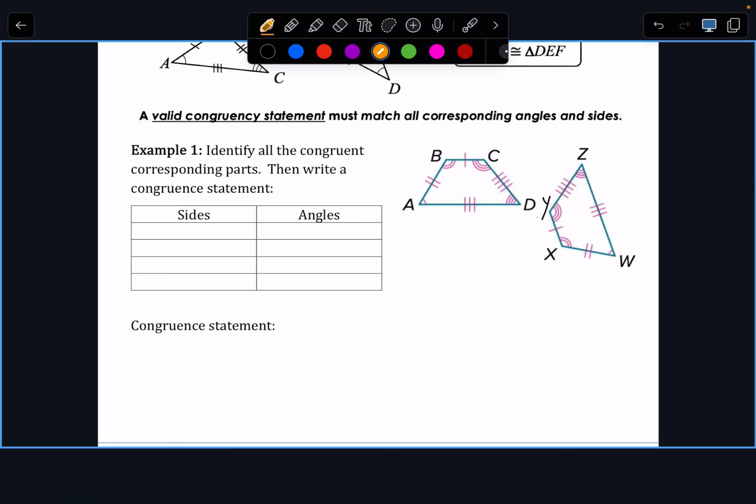So we have two different quadrilaterals. Let's match up all the corresponding pieces. If I write side AB, I'm going to write the segment AB. Which side corresponds with AB?